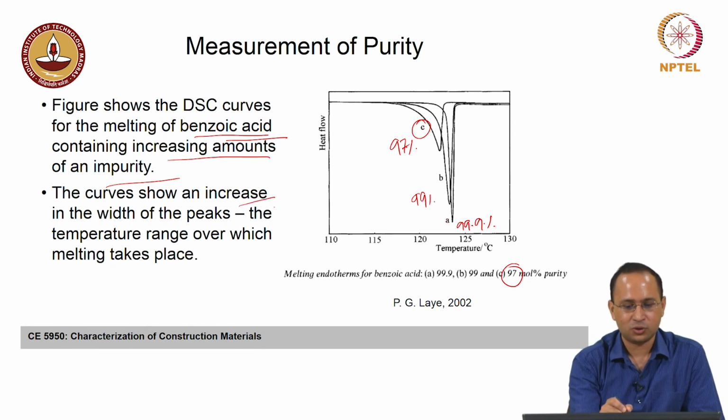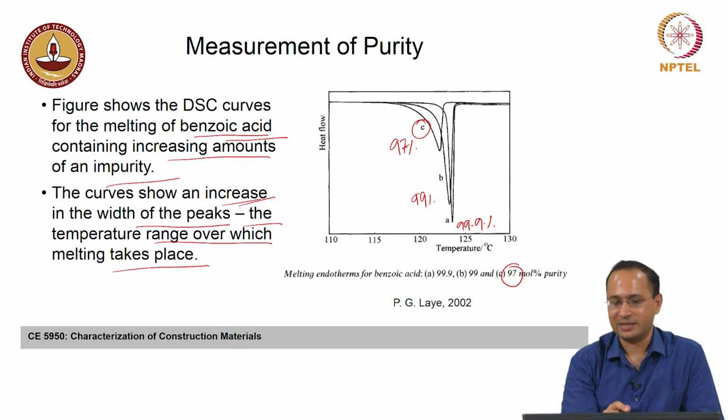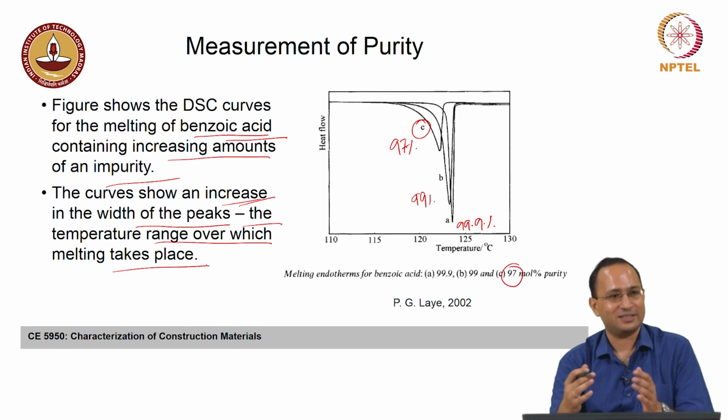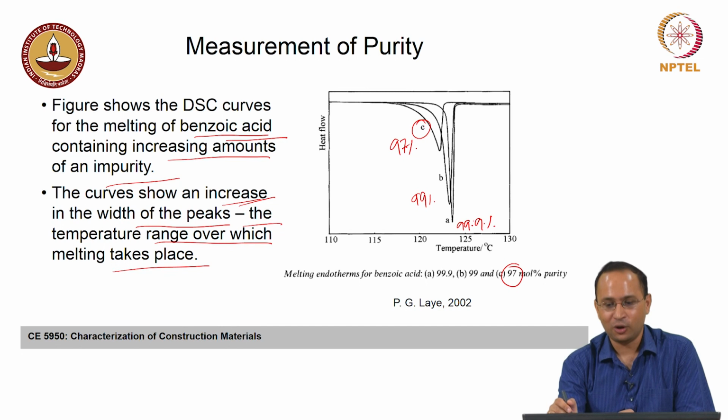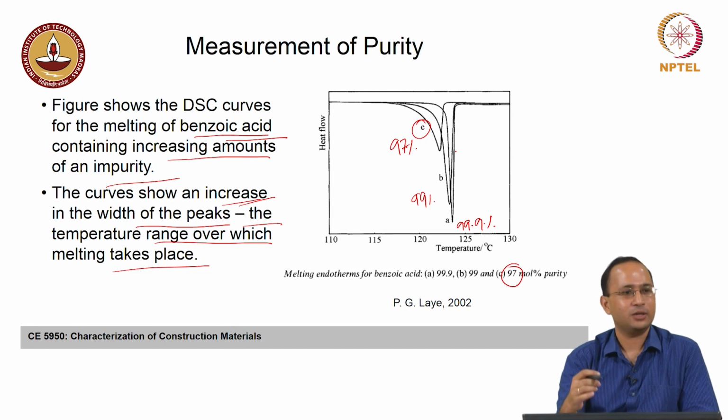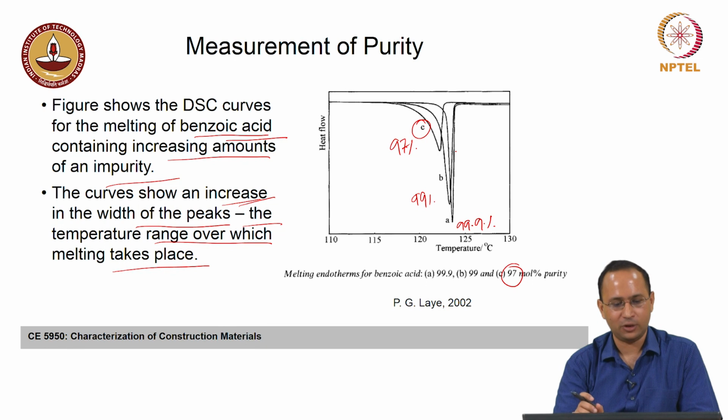The curve shows an increase in the width of peaks, basically the temperature range over which the melting takes place, right? Because if it is purer, then the peaks will become narrower. So, the idea is you can use the DSC curves to get an idea about the purity if you are thinking about assessing the measurement of purity in your sample.